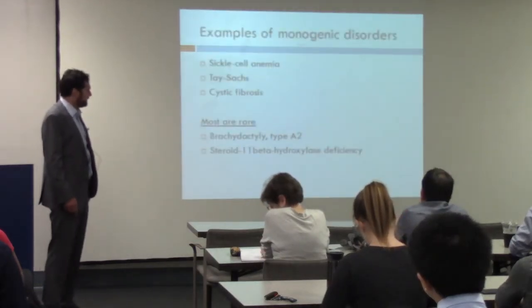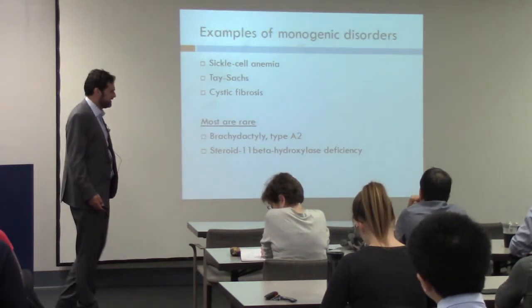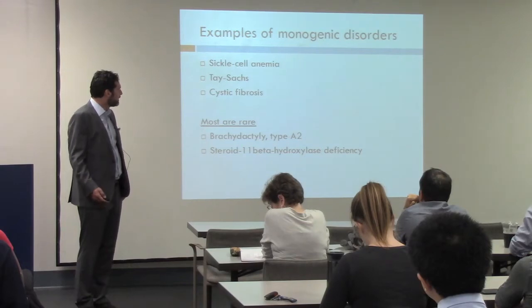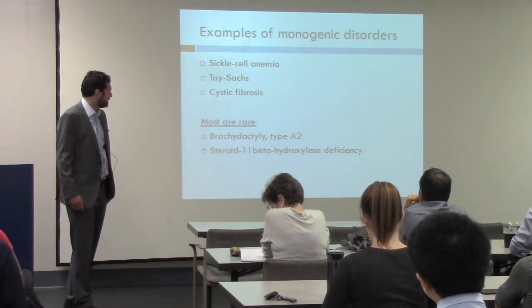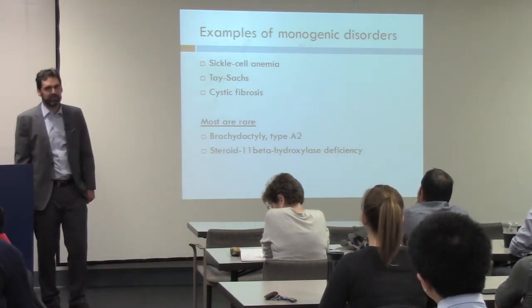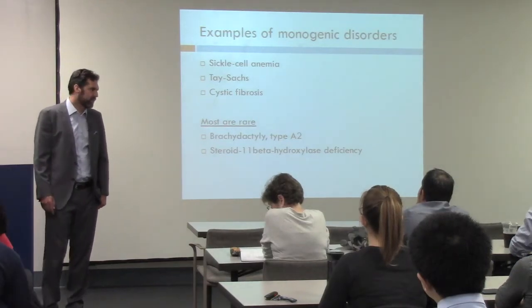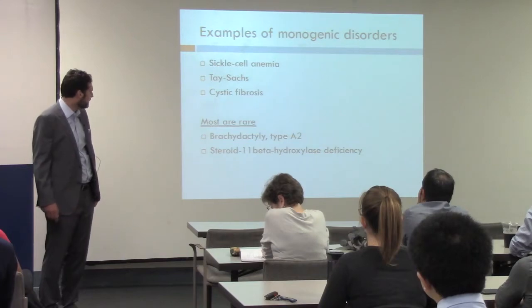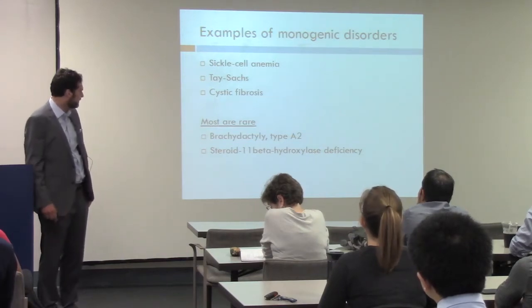So some examples of this are sickle cell anemia, Tay-Sachs, and cystic fibrosis. These are things that a lot of people have heard about because they're relatively common in populations. However, the vast majority of monogenic disorders only occur in a small handful of individuals each year. And there's 2 examples of that.